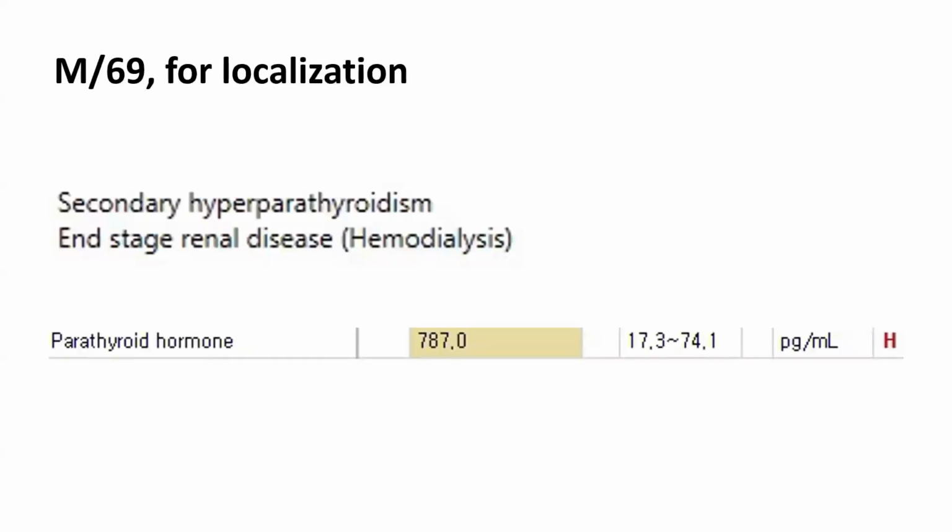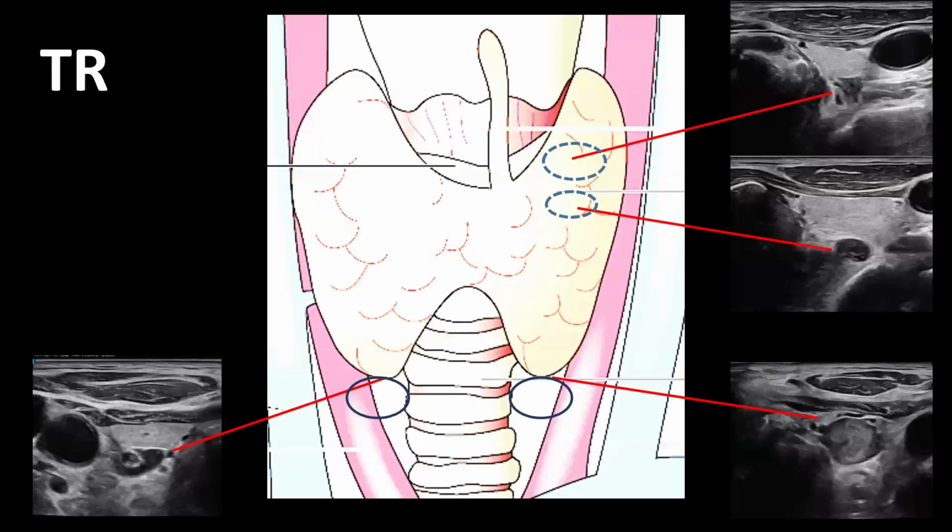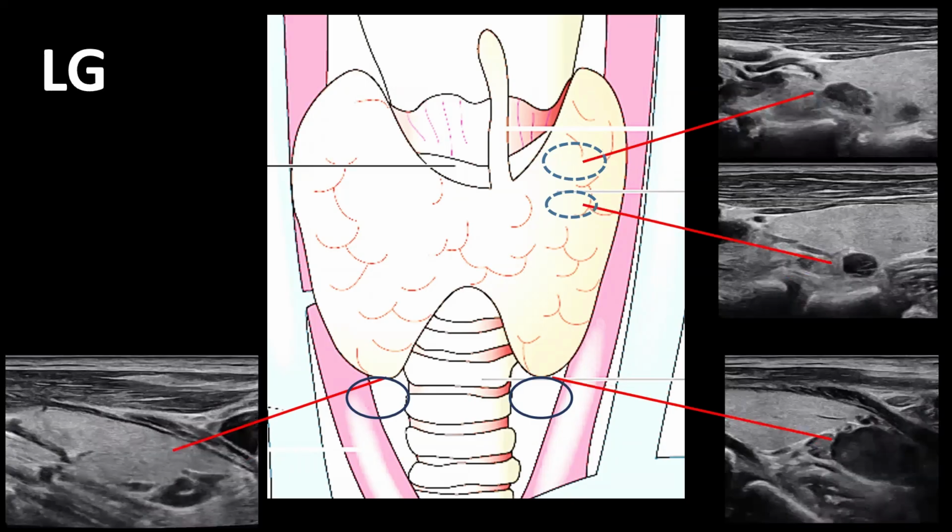Moving on to the second case. This patient has secondary hyperparathyroidism and underwent an ultrasound for localization of parathyroid lesions. On transverse ultrasound images, 3 extrathyroidal lesions are seen on the left side, and 1 on the right. Here are the longitudinal images.